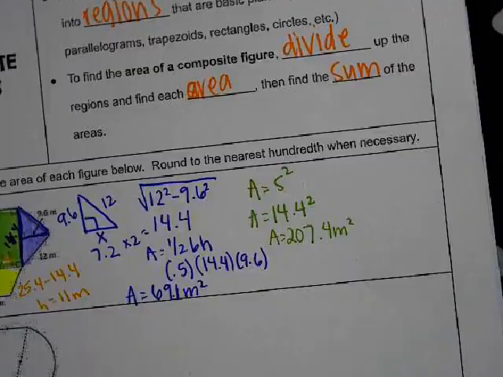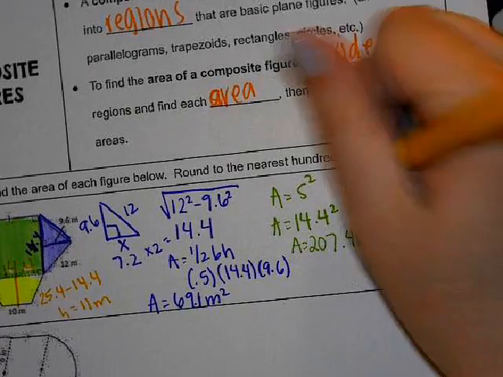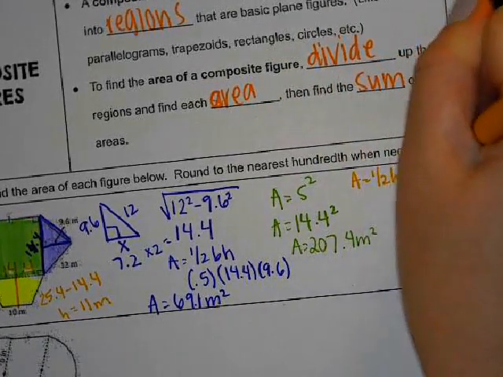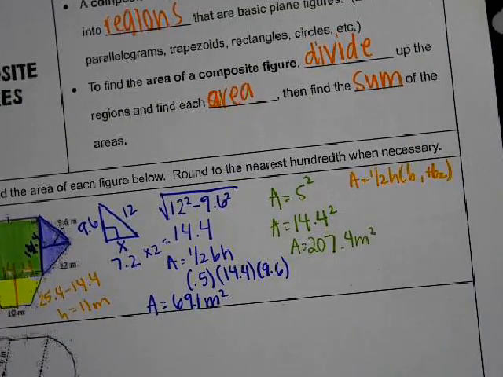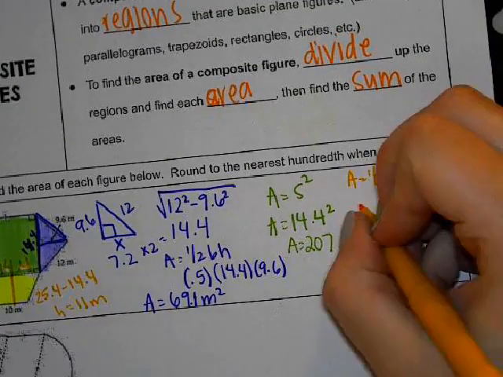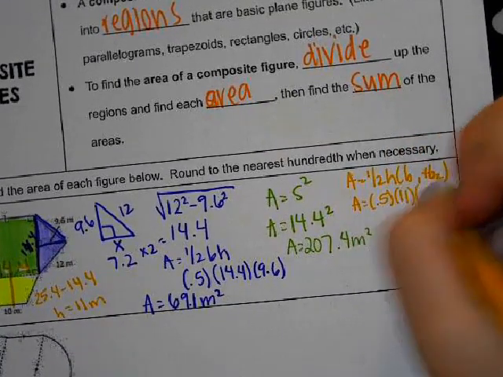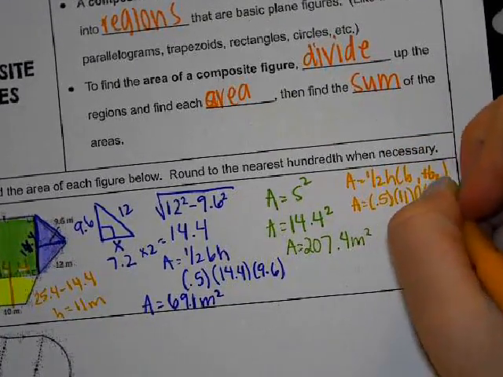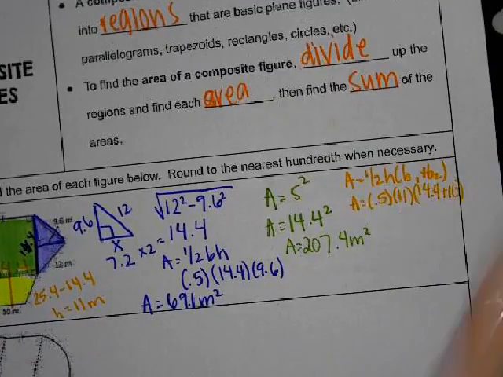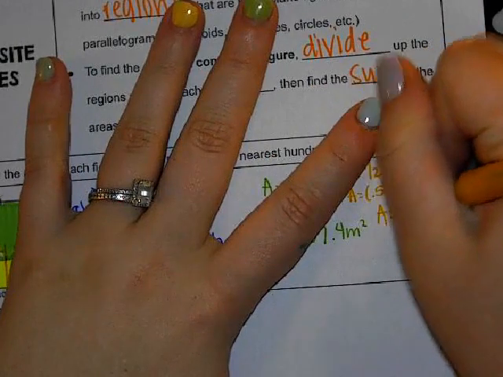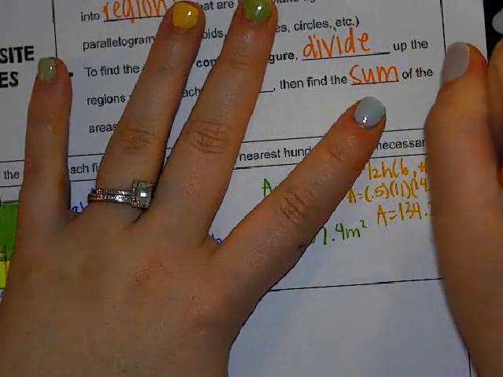Now I've got the bases and the heights, so I'm going to come back over here and just plug all of those numbers into my formula. I've got my area is equal to 0.5 times the height times both of the bases added together. If I type all of that in my calculator, I would get the area is 134.2 meters squared.